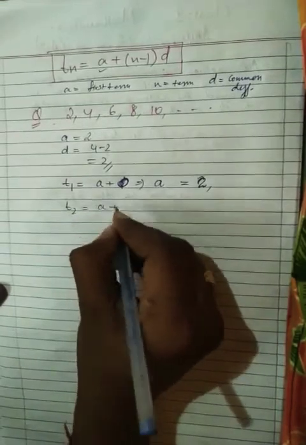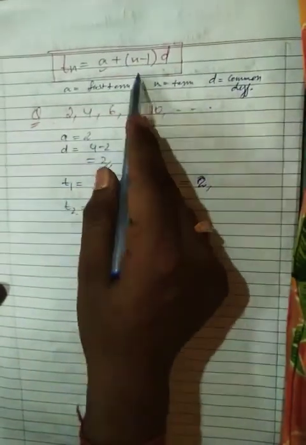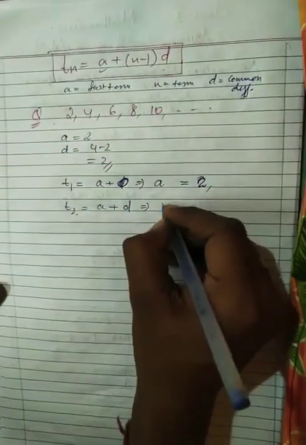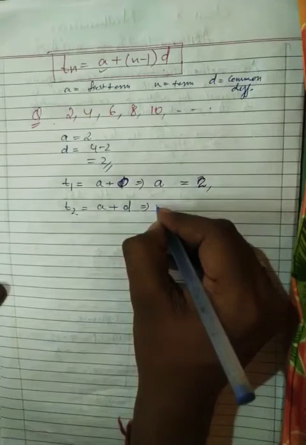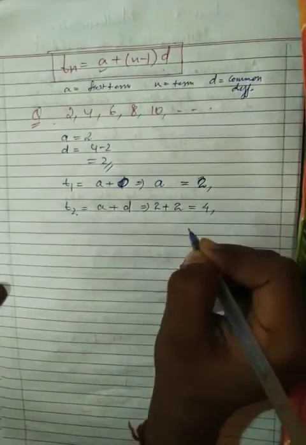A plus n minus 1, 2 minus 1 into d is d. So it will give you how much? A plus d is how much? A was 2, 2 plus d, 2 plus 2 is 4. The second term is 4.